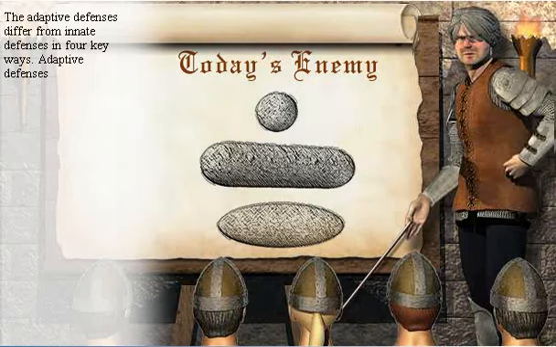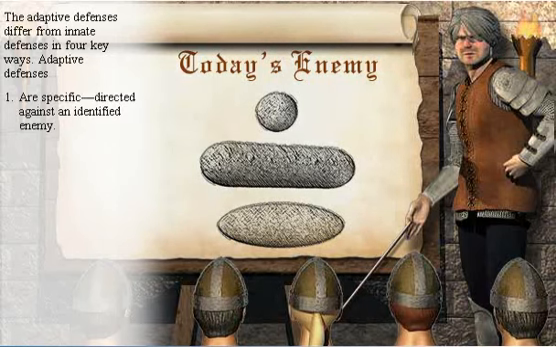The adaptive defenses differ from innate defenses in 4 key ways. First, they are specific, that is, they are directed against an identified enemy. For this reason, adaptive immunity is often referred to as specific immunity. Click the sergeant to see specificity.